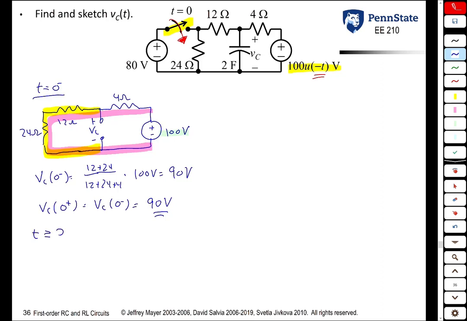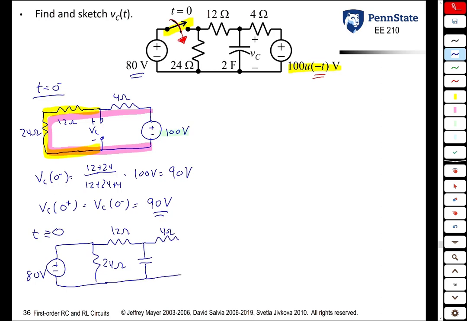For t greater than or equal to 0, what does the circuit look like? Now this 80 volt source is present. We have our 24 ohm resistor, our 12 ohm resistor. The capacitor is no longer an open circuit. We have this 4 ohm resistor, and now, because of this unit step function here, the 100 volt source is off. But because it's not switched out, it's just turned off, it now becomes a short circuit there.